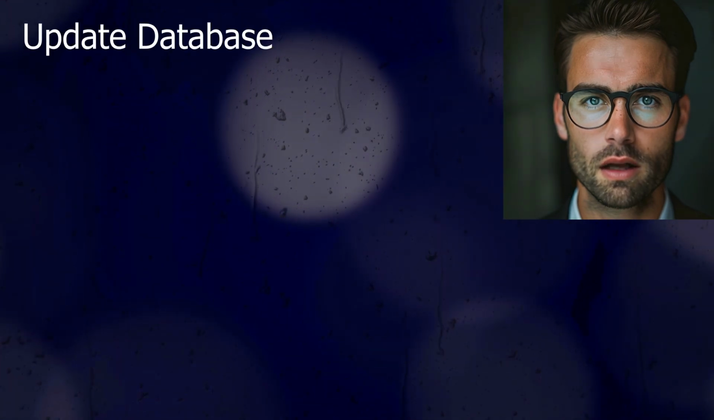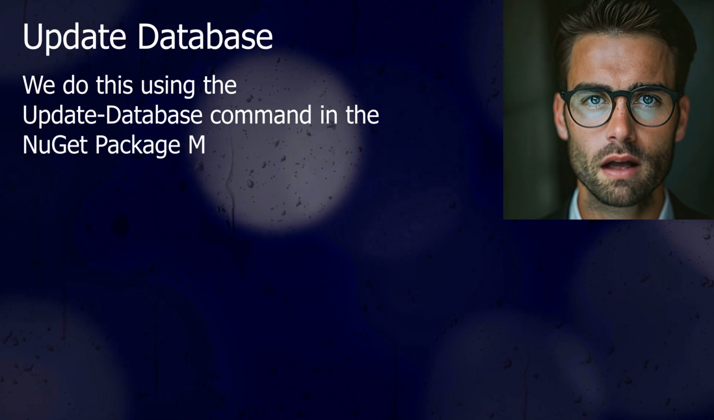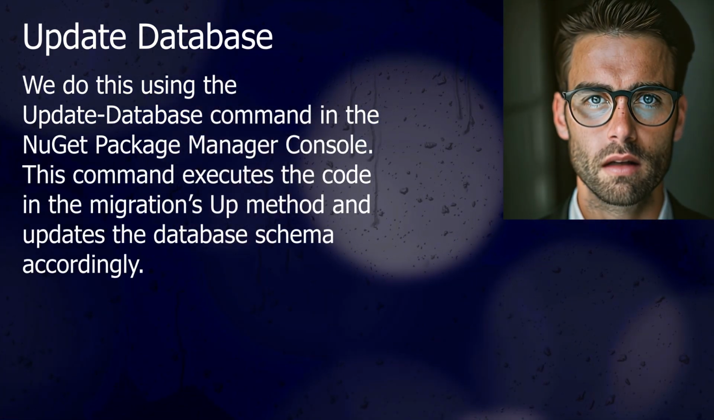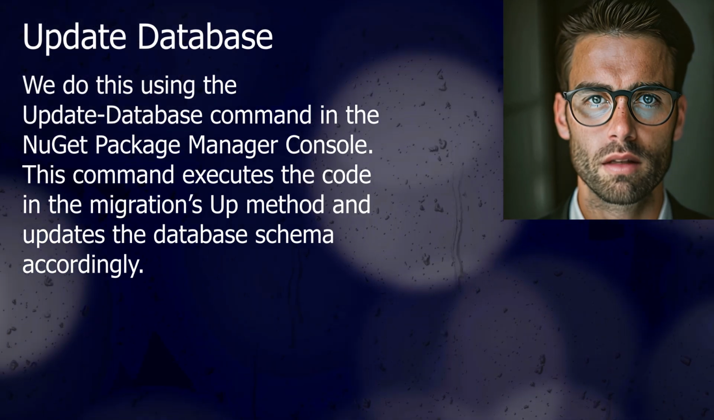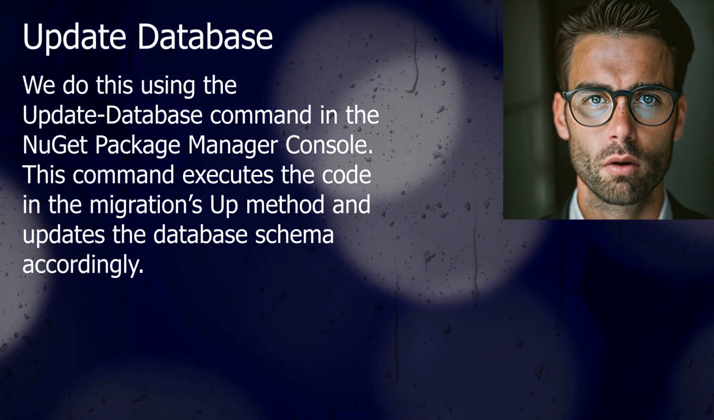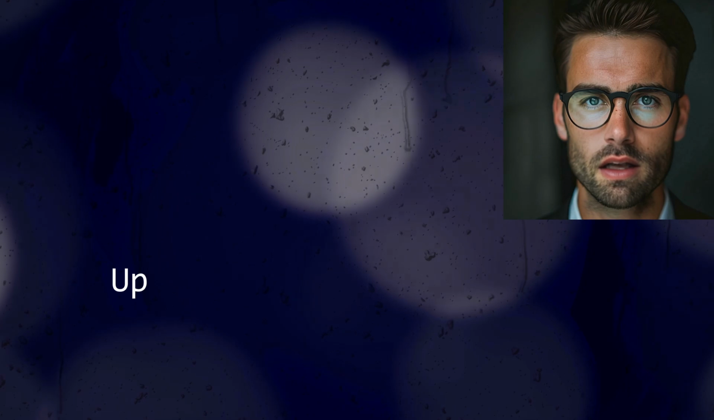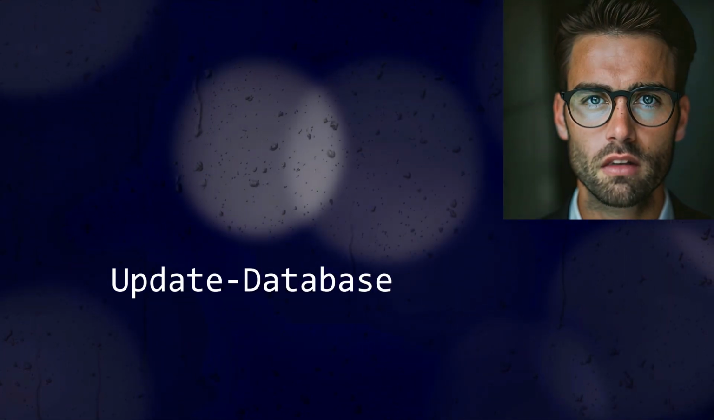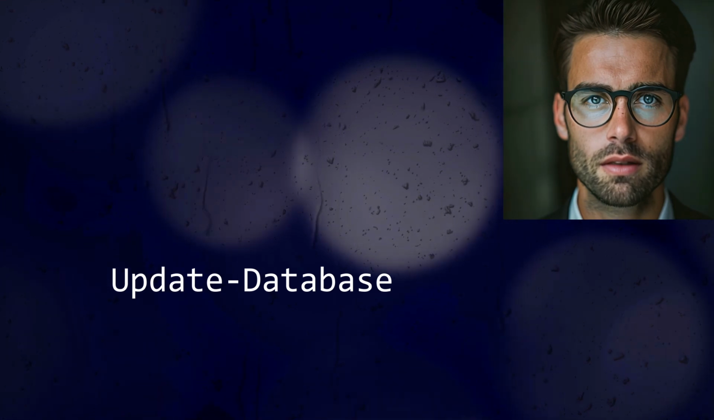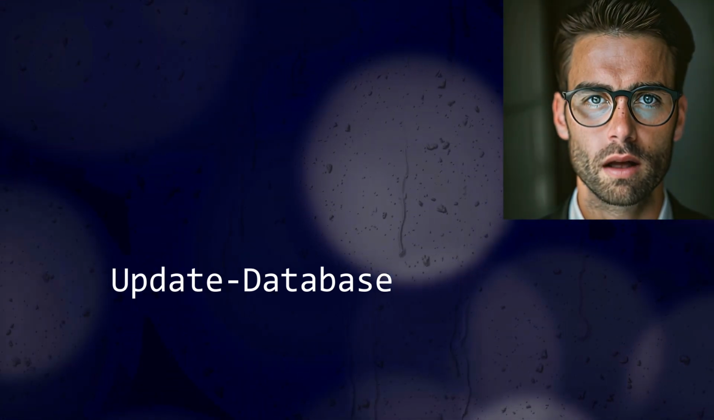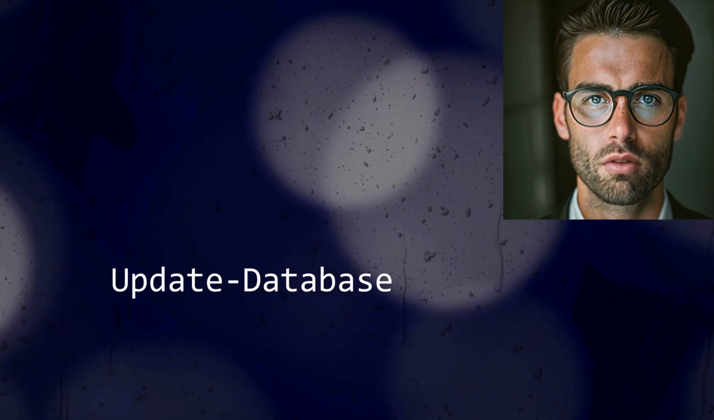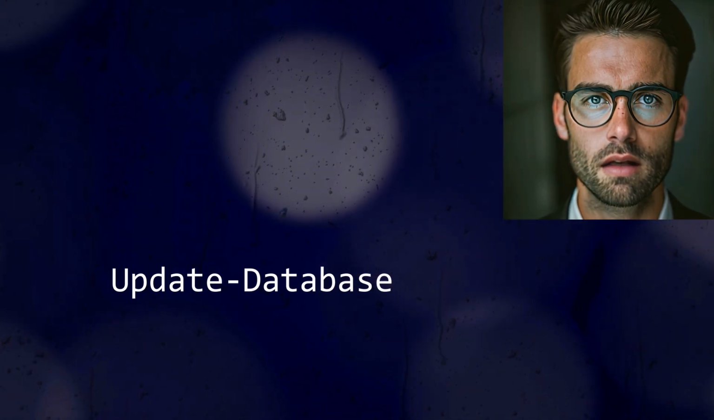After creating a migration, the next step is to apply it to the database. We do this using the Update-Database command in the NuGet Package Manager console. This command executes the code in the migration's Up method and updates the database schema accordingly. When you run this command, EF Core connects to your database and applies the migration. It creates any new tables, alters existing tables, and sets up relationships between tables as defined in the migration. Essentially, it propagates the changes defined in your entity classes to the database.